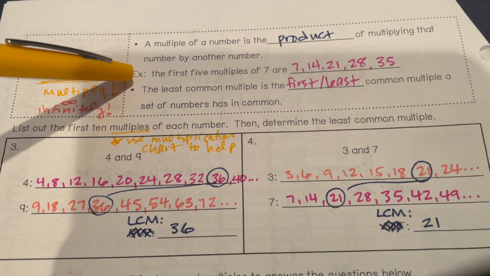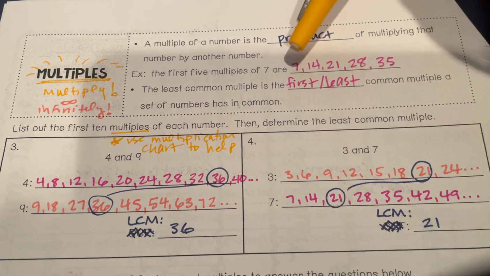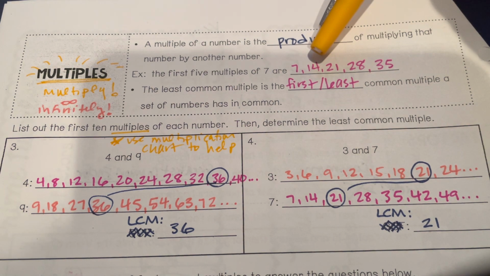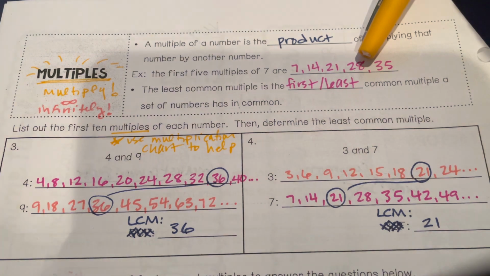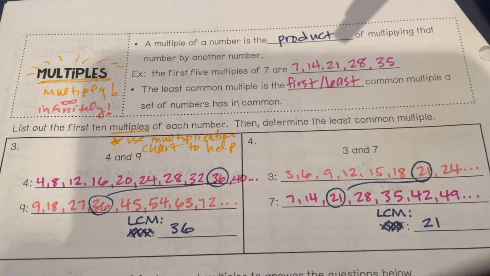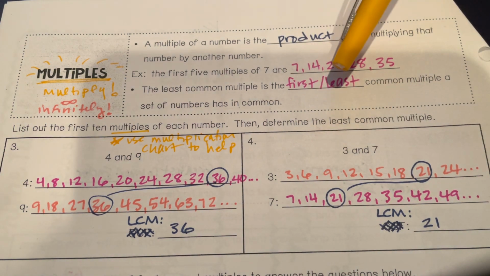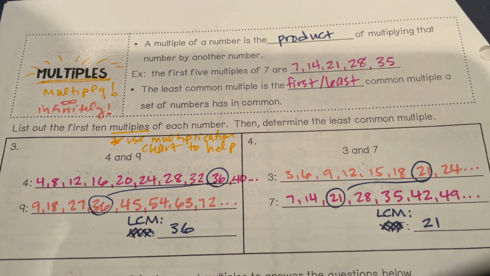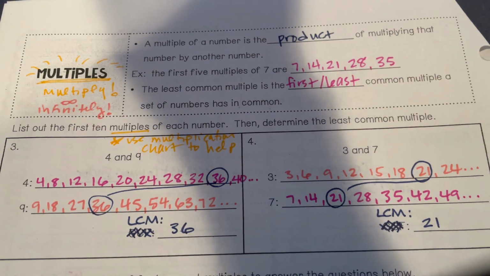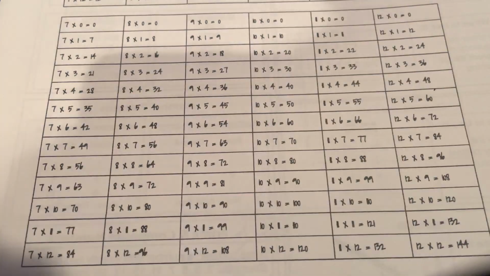Okay, so for example, the first 5 multiples of 7 are 7 times 1, which is 7, 7 times 2, which is 14, 7 times 3, which is 21, 7 times 4, which is 28, and then 7 times 5, which is 35. The least common multiple is the first or least common multiple of a set of numbers that they have in common. So again, we just talked sevens, right?